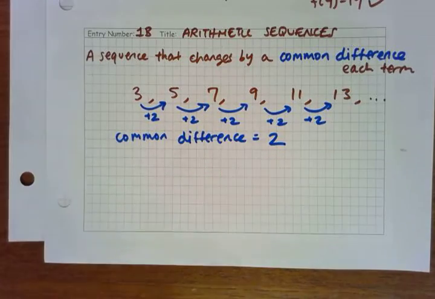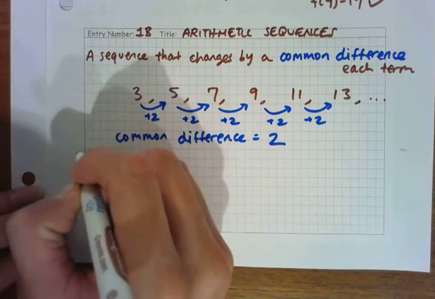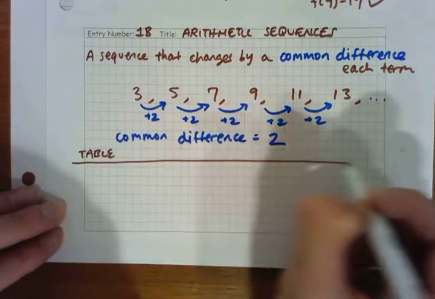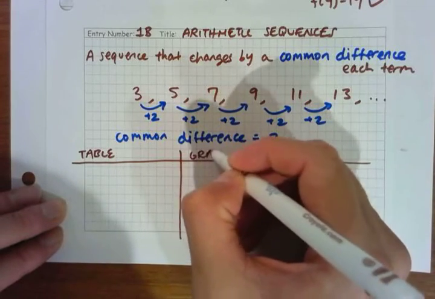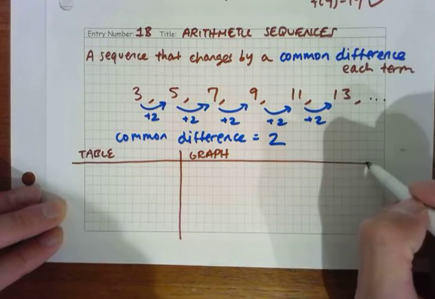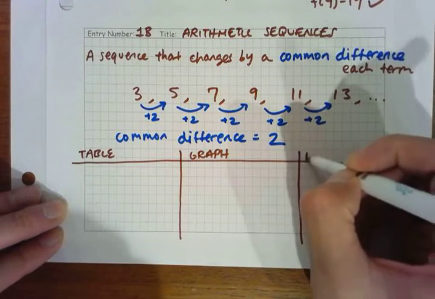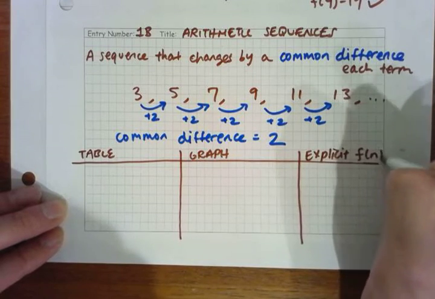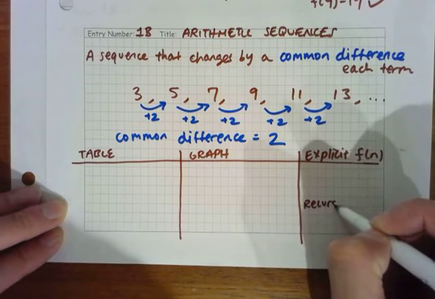And here are a couple different ways that we can represent this arithmetic sequence. We could show it as a table, as a graph, or as an explicit function, or as a recursive function.